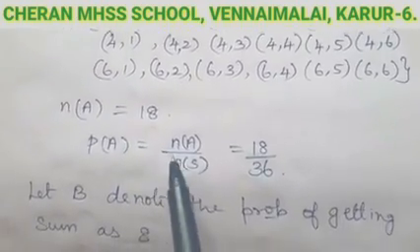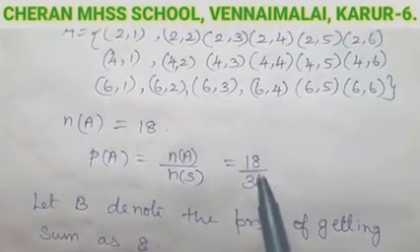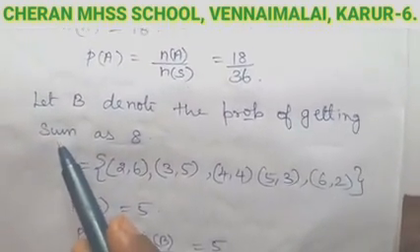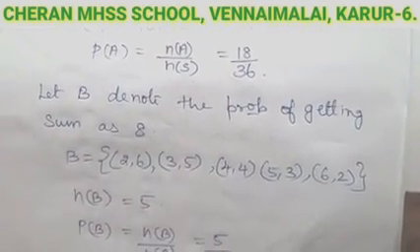P of A is equal to N of A by N of S, 18 by 36. Let B denote the probability sum as 8.